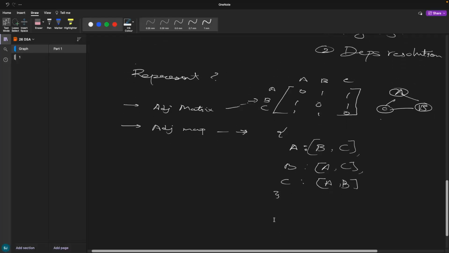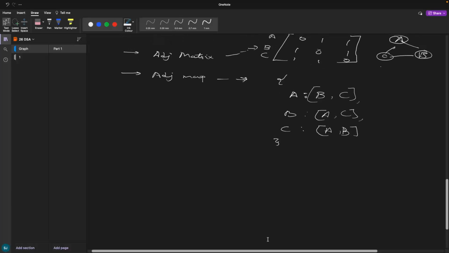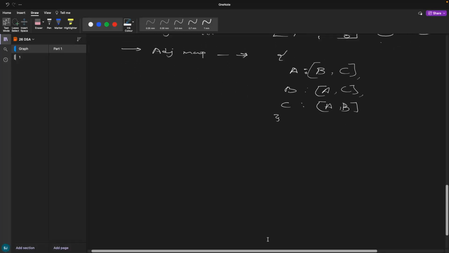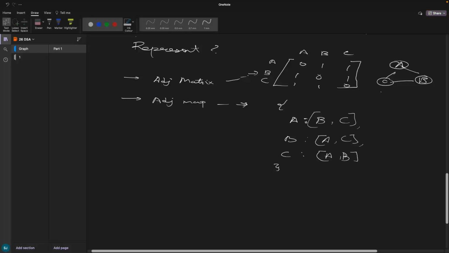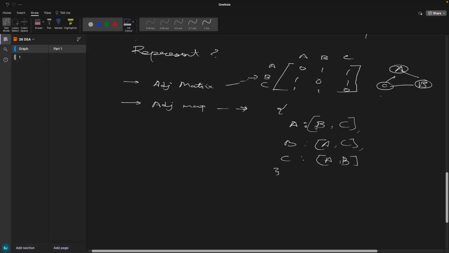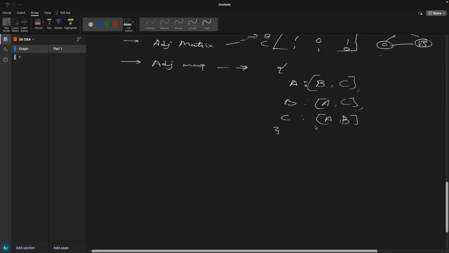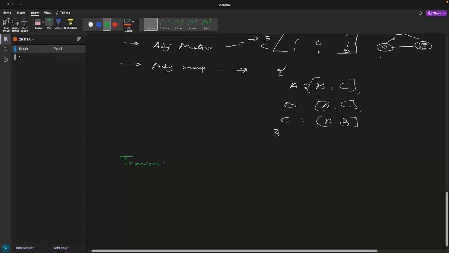Now okay, we have done the map, but what will we do with it? What's the benefit of this? If you have studied trees, you would have realized there's something called traversals. In traversals you basically have two major types: one is BFS, one is DFS.